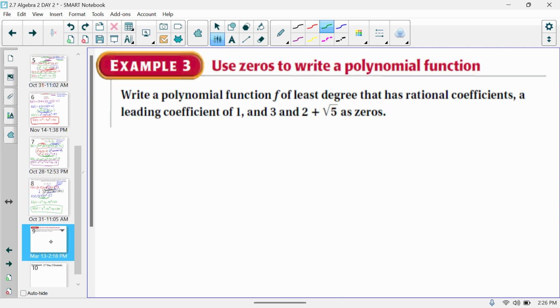Okay, last question, same thing again. So I'm not going to read the whole thing, but we want to write an equation that has zeros or solutions of 3 and 2 plus radical 5.